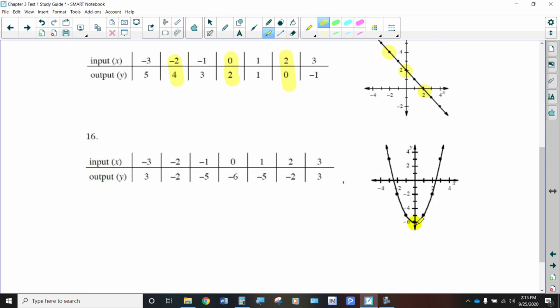So your y-intercept is where if x is 0, y is equal to -6. And if x was equal to 2, y was equal to -2. And if x was equal to -2, y was equal to -2. So notice this symmetry that's happening here. It's like there is a line of symmetry right down the middle, and each one of these outputs is exactly the same on either side of that line of symmetry.